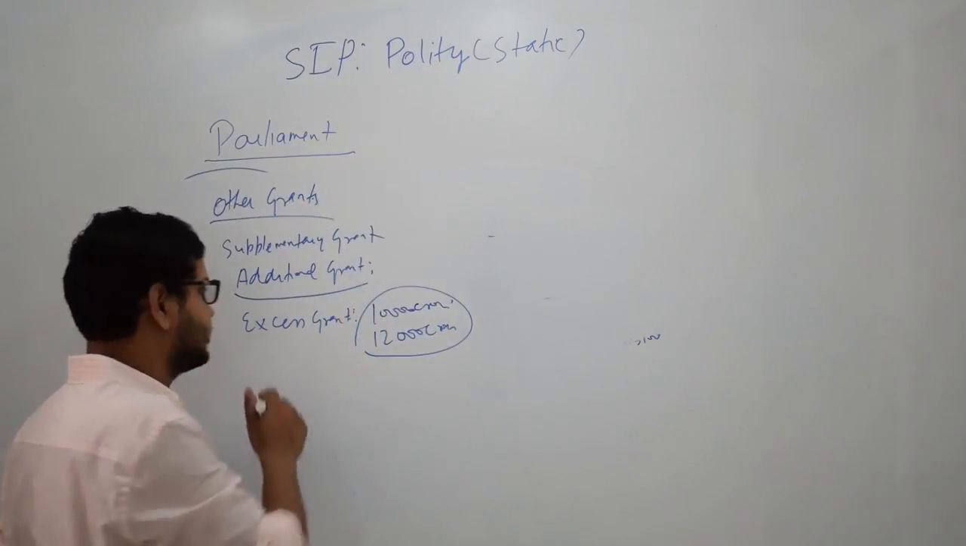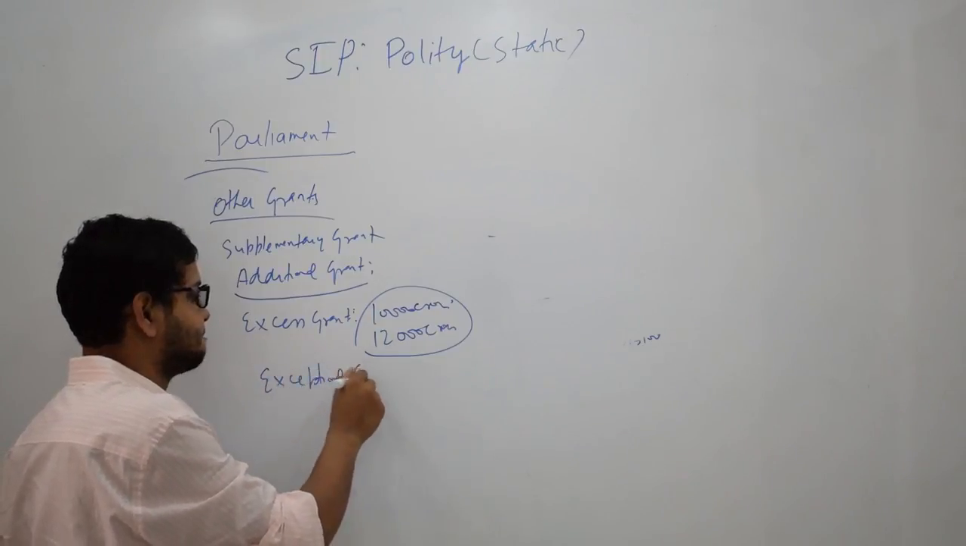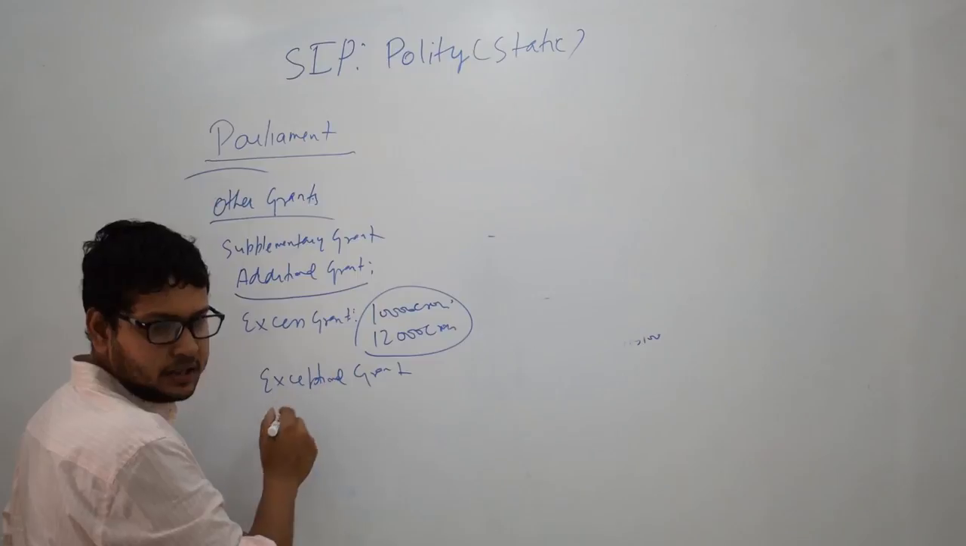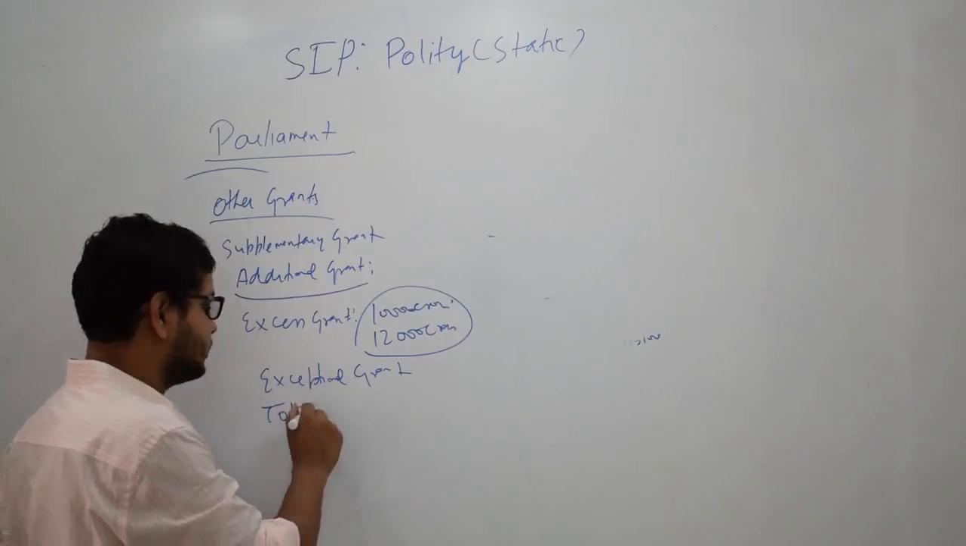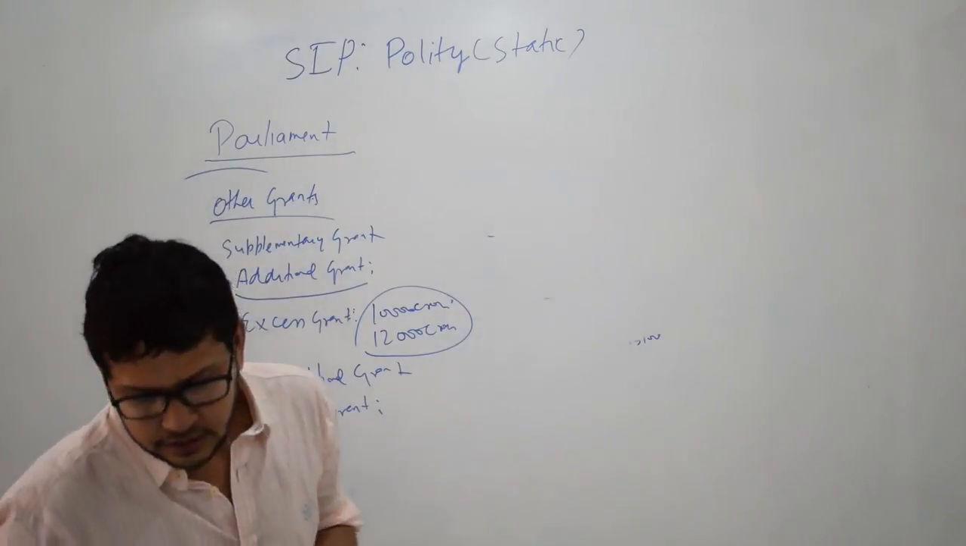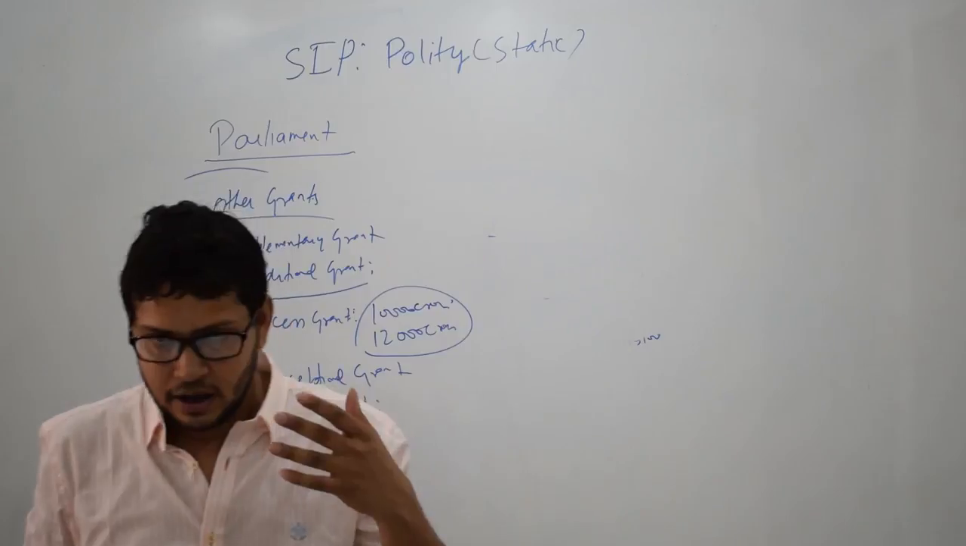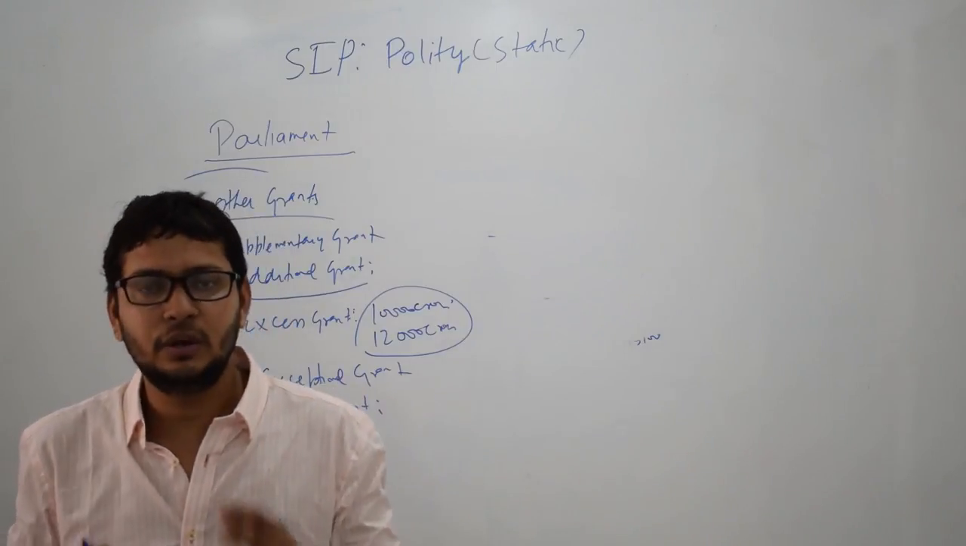So this is granted for a special purpose. And last is token grant. So token grant is granted when the fund to meet expenditure on a new service is already there.